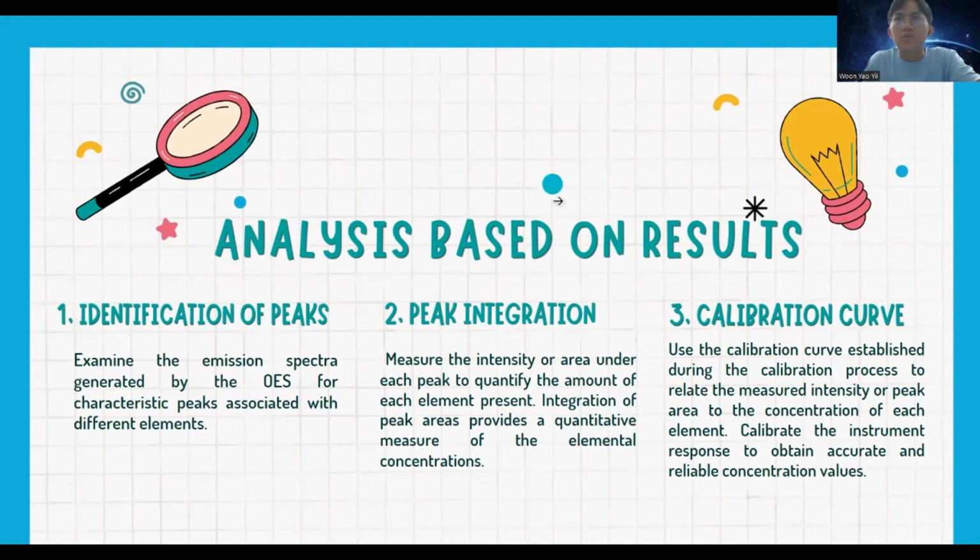The third step is the calibration curve. Use the calibration curve established during the calibration process to relate the measured intensity or peak area to the concentration of each element. Calibrate the instrument response to obtain accurate and reliable concentration values.